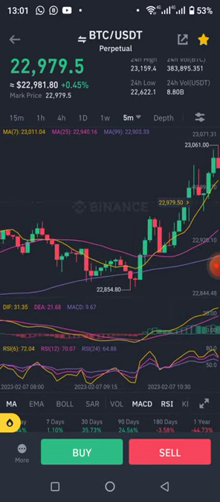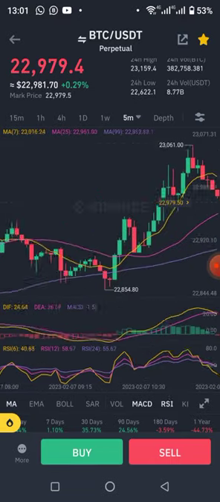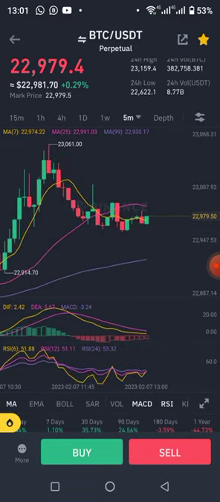Now there is another one yet. I've told you already that we have two lines here, the signal line and the MACD line. If the lines are crossing each other, then there is about to be a change in direction.